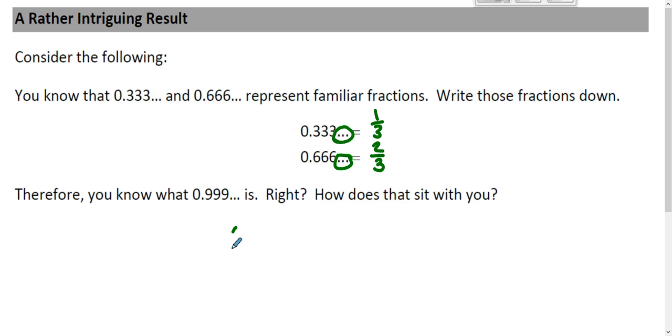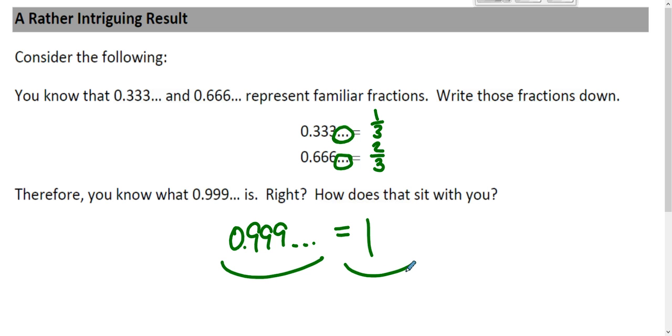And so 0.999999 forever is the number 3/3. It's not almost one. It's not that it rounds up to one. It's not that it's close to one. This number and that number are the same number, the same exact number. They are two different ways to say the exact same thing.